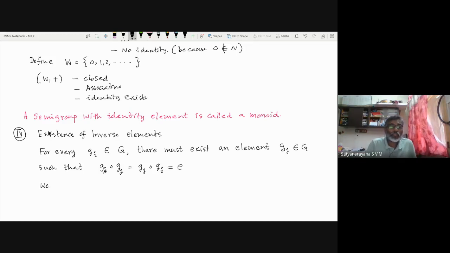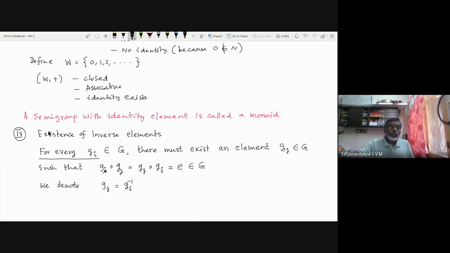Then we say, so we denote Gj as Gi inverse. This should be valid for every element. For every Gi, there should be an inverse element, such that when the element and the inverse element are composed, you get the identity element of that group.